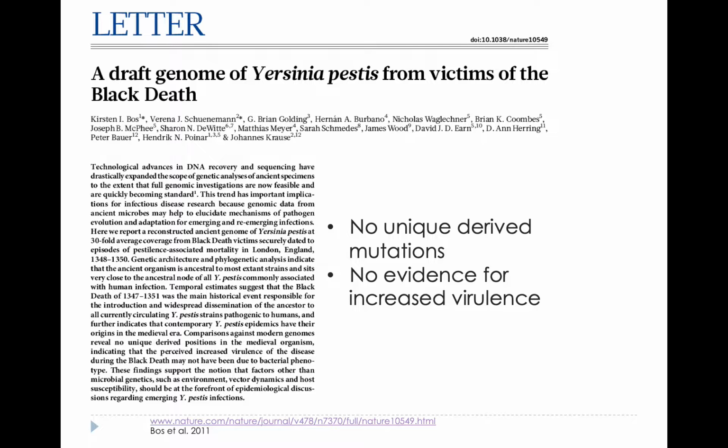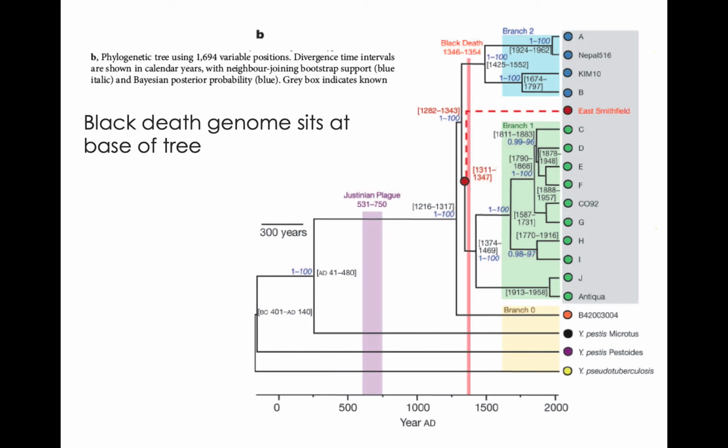And so what they showed there was that this genome that came out of the Black Death clearly was very closely related to the modern Yersinia pestis genomes. But when they drew a phylogenetic tree, what they were able to show was that their genome sat at the base of the tree based on all the modern sequences that are available. We've got all these sequences here available from Yersinia pestis, various branches and so forth.